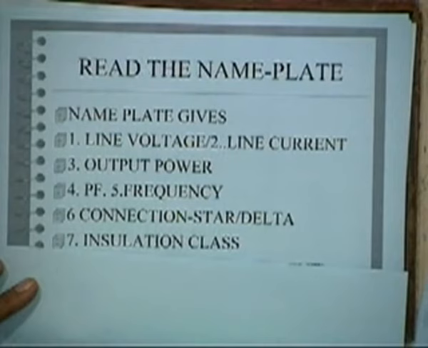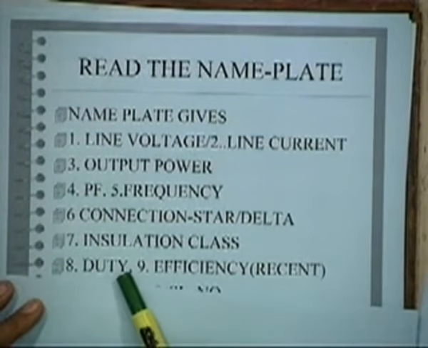Then it will also tell you the class of insulation. It is class B, class F, class H, because accordingly, you will decide about the operating temperatures. Operating temperature is the ambient temperature plus the rise in temperature, right? So whether a motor is used in the mountains or in the deserts makes a difference because of the ambient temperature difference.